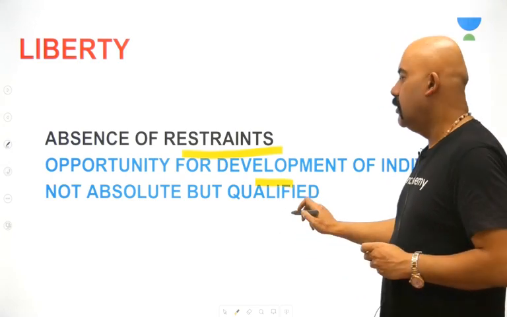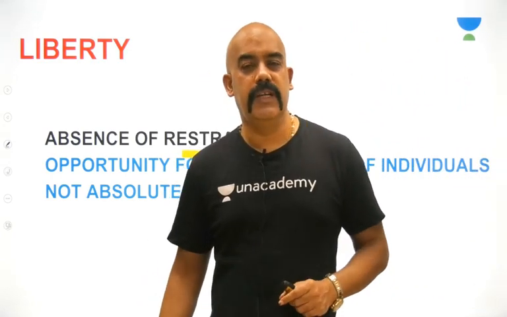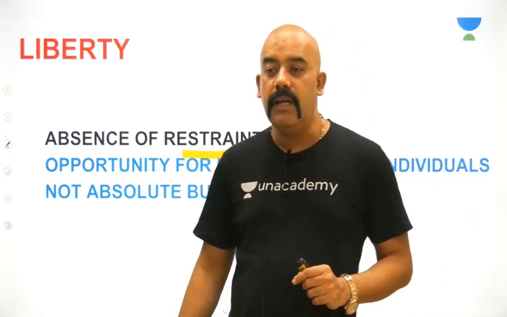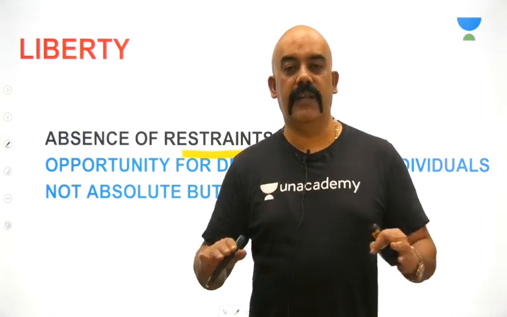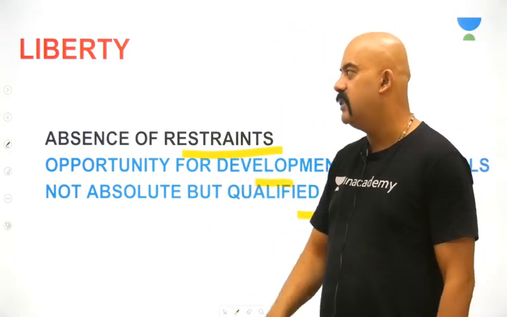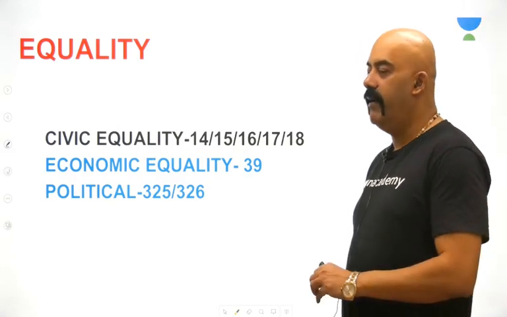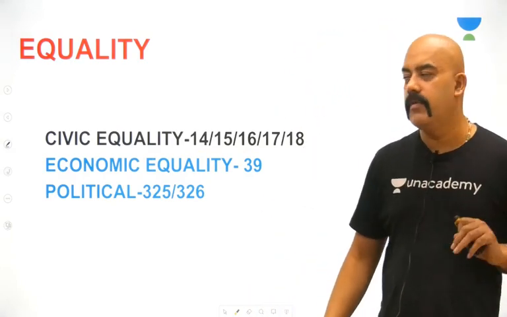Also, please remember, no liberty can be absolute. It has to be qualified. Very beautifully described by Montesquieu: liberty is the freedom to do everything within what the law allows you. Awesome description. If you understand this, you can discuss it for a lifetime. Next is equality. We are talking of all types of equality.